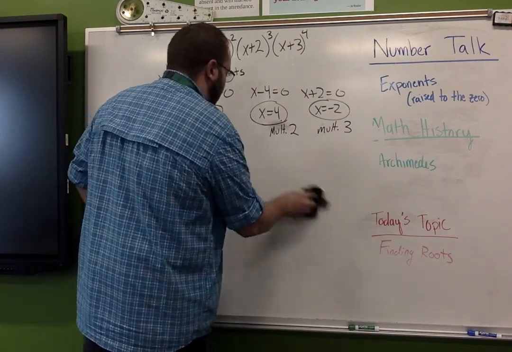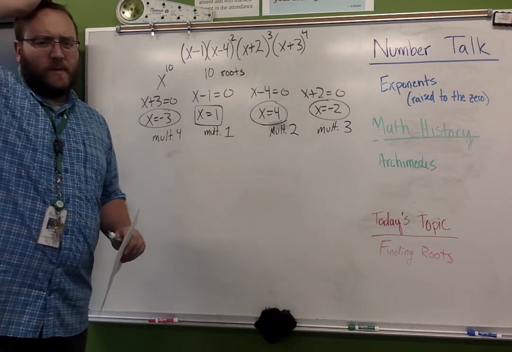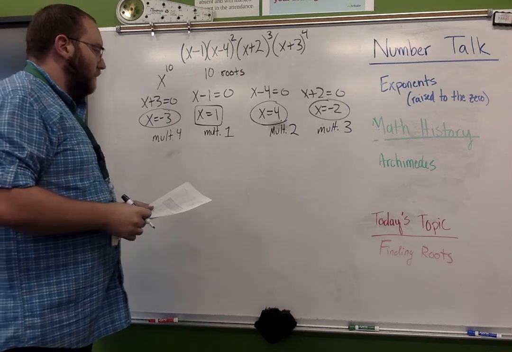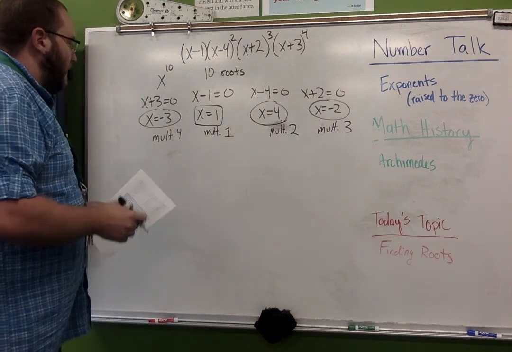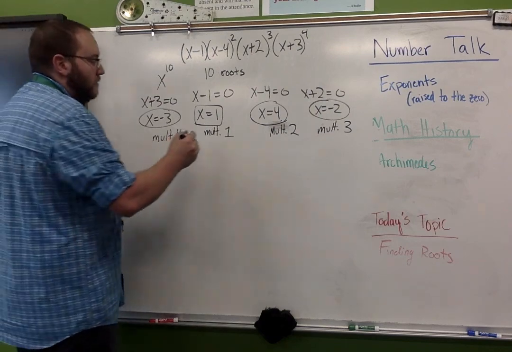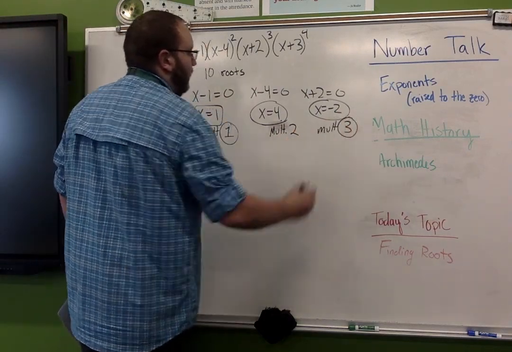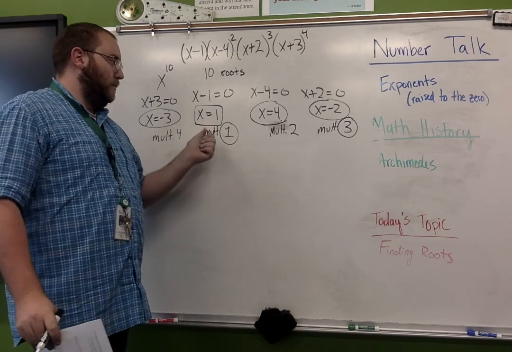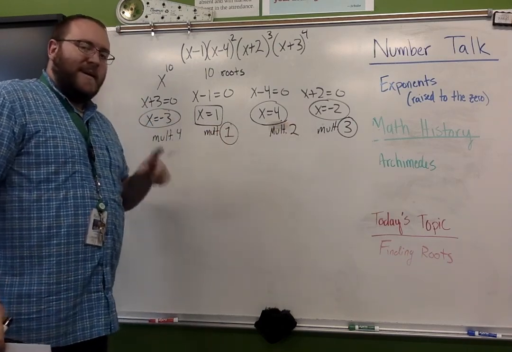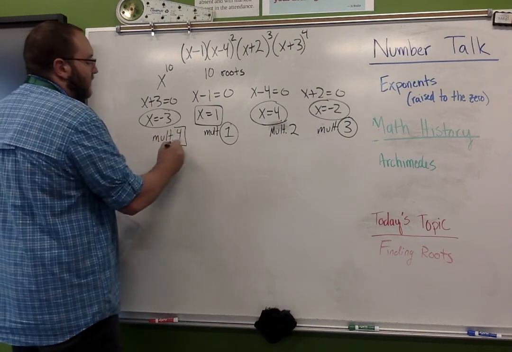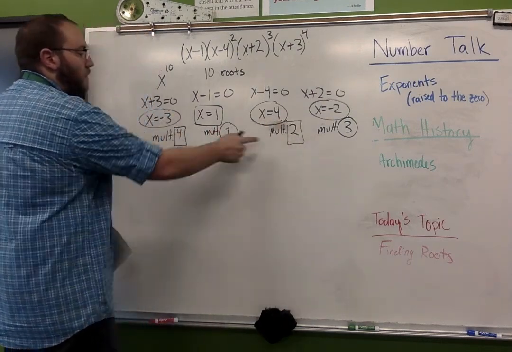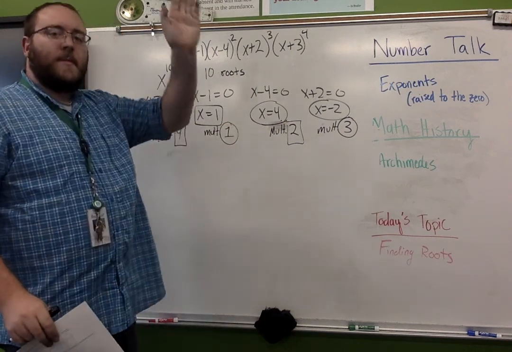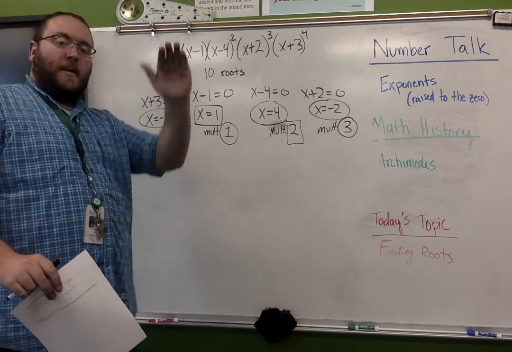So the rule on multiplicity, it's not really a rule. It's been proven to be fact, but we'll just call it a rule for now to help you, I guess, kind of understand it. If the multiplicity is an odd number, so 1 and 3, the graph crosses the x-axis at this root. If the multiplicity is an even number, so like 4 and 2, it will go down, touch the graph at that root, and then bounce back up. Or if it's coming from the bottom, it'll bounce back down.